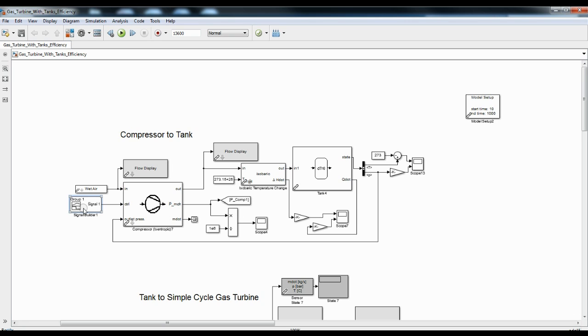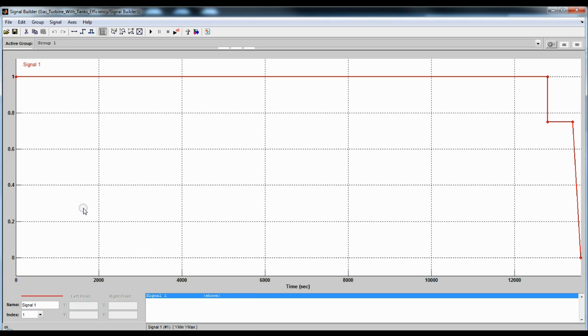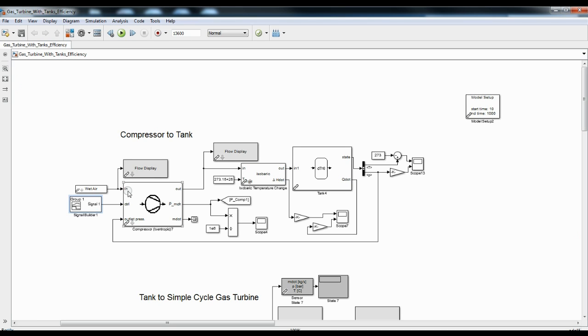Now, if we start on the left side, there's an input signal going into the compressor, and you can think of it like a plant control system where you're controlling the mass flow of the compressor. All I've done is set the mass flow rate to be 100%, and as the pressure in the tank builds to the pressure that I want, I've dropped it down to 0.